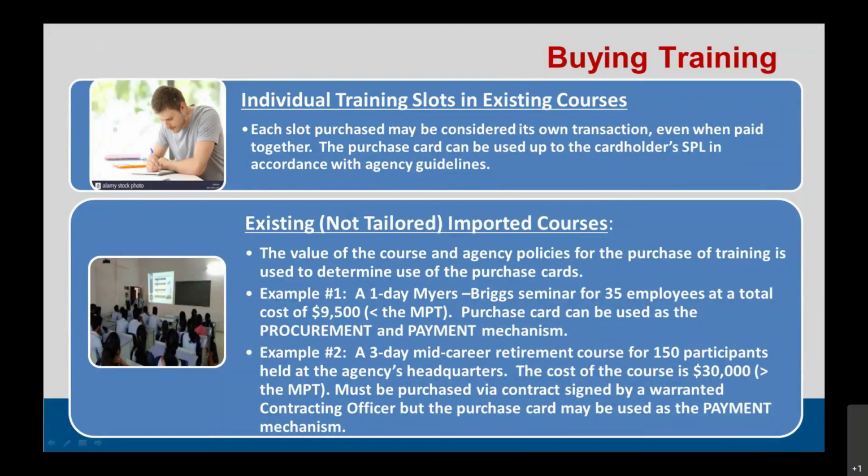So the first one is if you're buying individual slots. Those would be considered their own transaction even when paid together, and the purchase card can be used up to the single purchase limit in accordance with your agency's guidelines. If you're buying existing training that is not tailored, such as a Myers-Briggs seminar for 35 people in your office, or a 3-day retirement course, the micro purchase threshold applies to the purchase of the entire course, and the dollar value of that entire course is what you have to use to determine if you can use your card. And you can see some examples here in the slide.